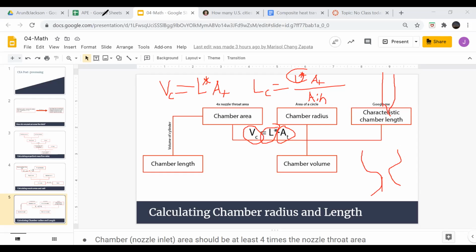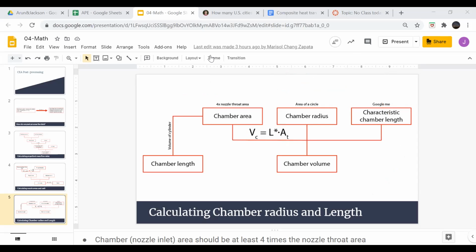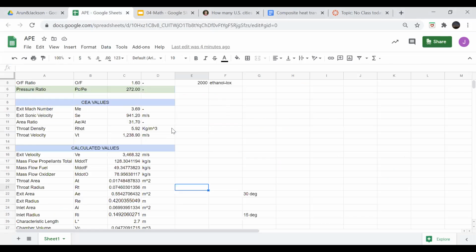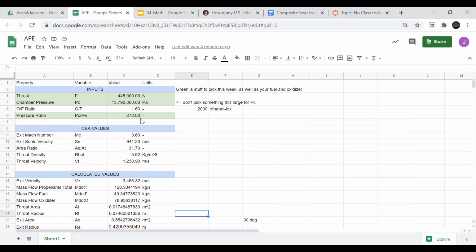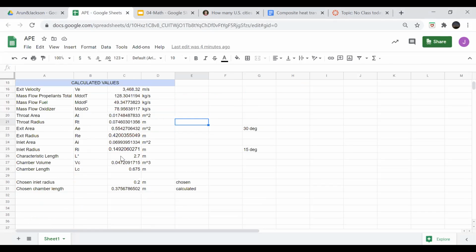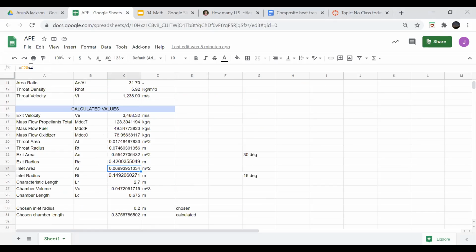Actually, we might as well go through the spreadsheet version of this. That was the end of the maths for this week, and now we can go through the spreadsheet. What did we end up using? Where's inlet? Oh no, we did use 4. I think we just sucked it up.